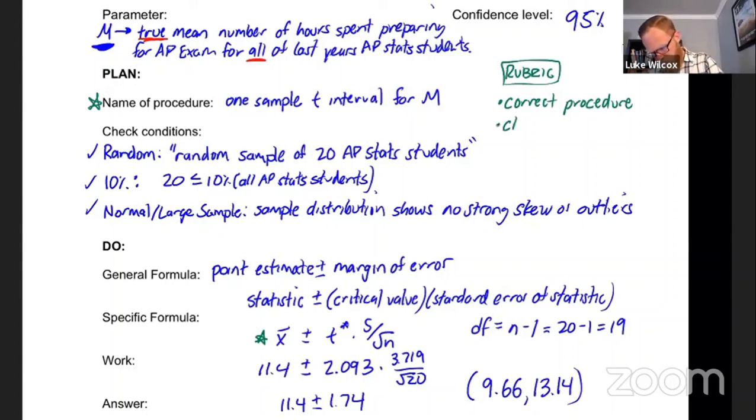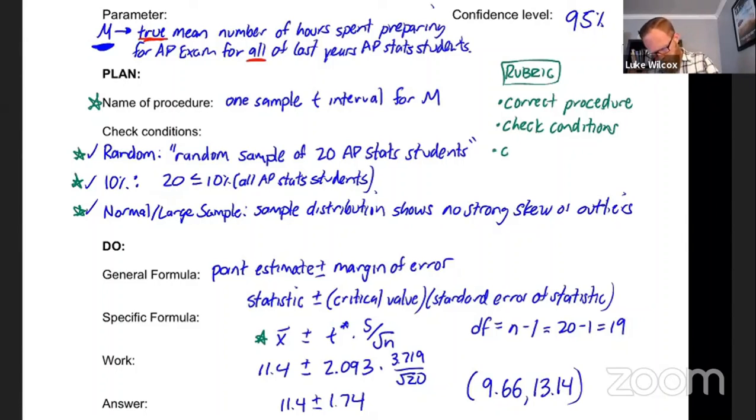Next up on the rubrics typically is that you're going to have to check your conditions. Now, if you look back at most of the rubrics, they will talk about the random condition and they will talk about this normal large sample condition. It was only last year where we first saw the 10% condition show up on a rubric, which I think now will be the standard if you are sampling without replacement. So in this case, you want to make sure you have all three of those conditions checked.